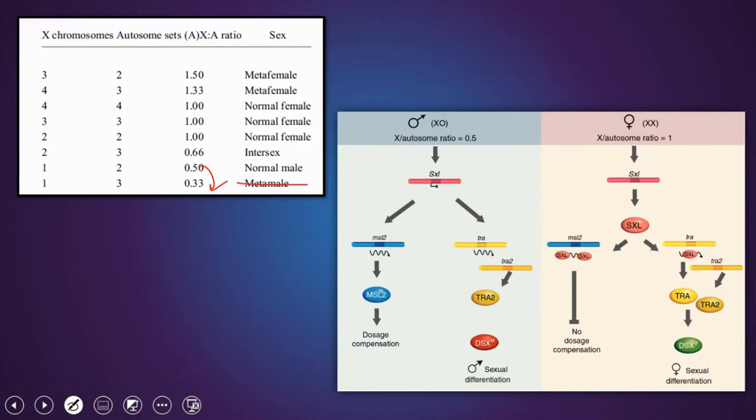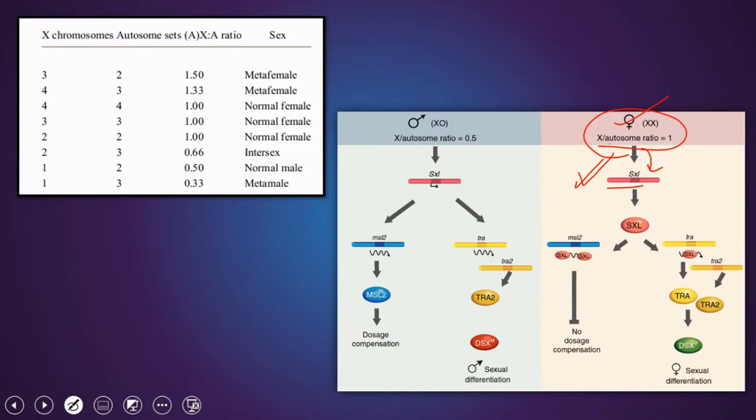That's why flies have either one or two X chromosomes and two sets of autosomes. If there is but one X chromosome in a diploid cell, as in the case of 1X and 2A, the fly will be male. But if there are two X chromosomes in a diploid cell along with two sets of autosomes, the fly results in a female. Now, that was about the ratio. What if the X to A ratio is 1? I told you it will form a female. How exactly? It will activate a cascade. If the X:A ratio is equal to 1, a regulatory cascade leads to female sexual development.